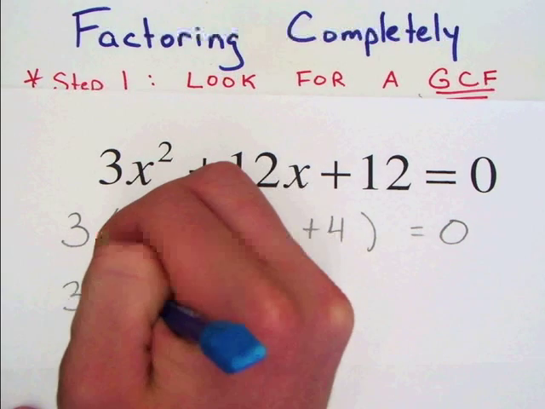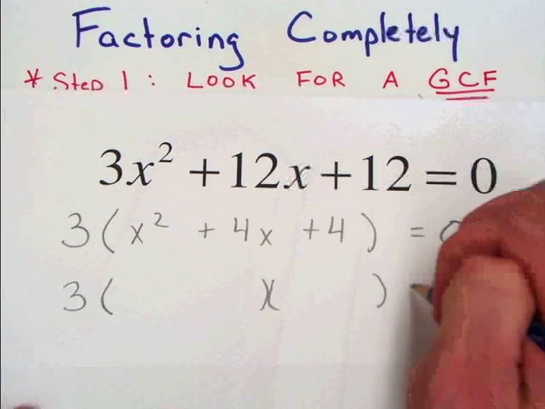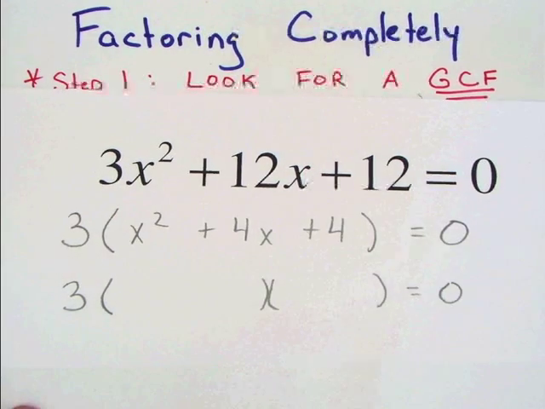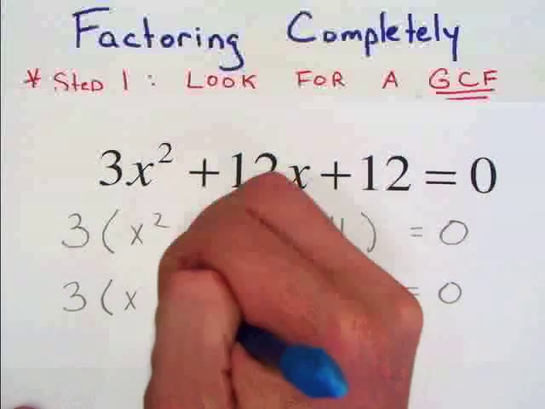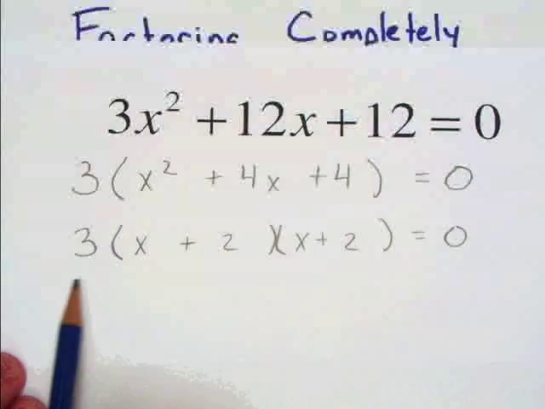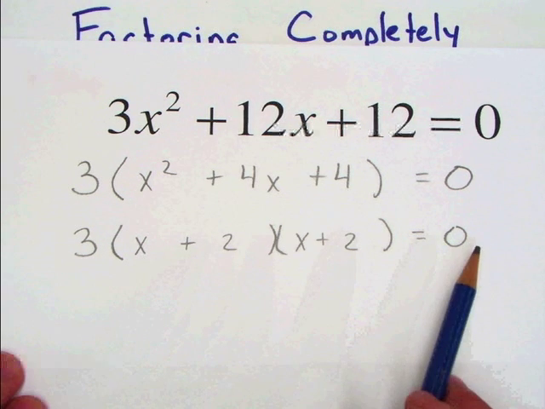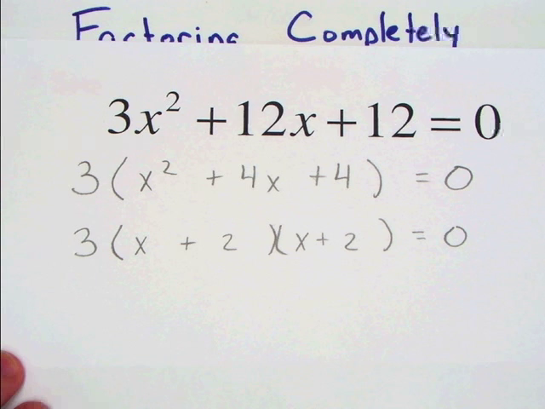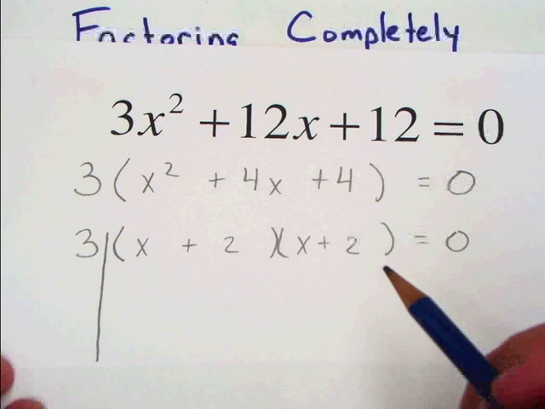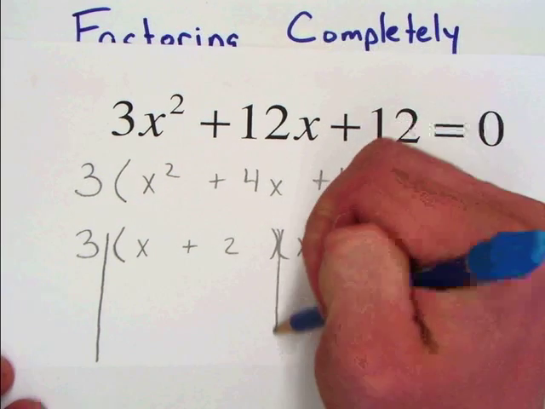I write the 3 and then factor the trinomial as a product of two binomials, still equal to 0. X squared plus 4x plus 4 factors as x plus 2 and x plus 2. In my factored form, I have three terms that are being multiplied together to equal 0. I will use my zero product property, which says if three terms are multiplied together to equal 0, to solve this equation, I will split my factored polynomial into three parts.